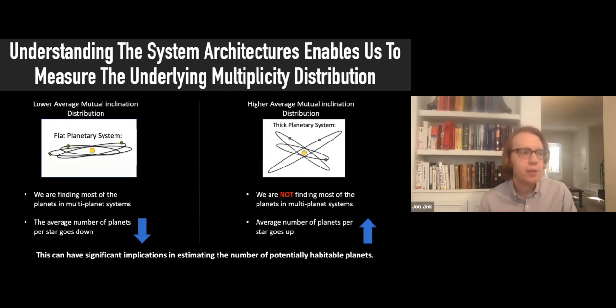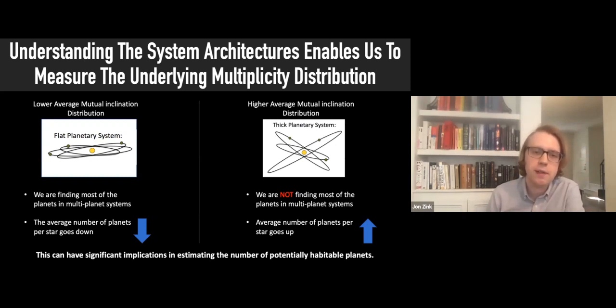And one thing I really want to highlight is that mutual inclination is directly linked to our understanding of multiplicity. If our mutual inclination goes up, then the average number of planets goes up as well, because that means we're finding fewer planets. So our current population is underestimating the number of actual planets. Now, if our mutual inclination goes down and we find that systems are flatter than we think, then our multiplicity measurements are either currently correct or they're actually overestimating a little bit. So it's really important that we get a good handle on mutual inclination and how it affects our understanding of multiplicity in these systems.